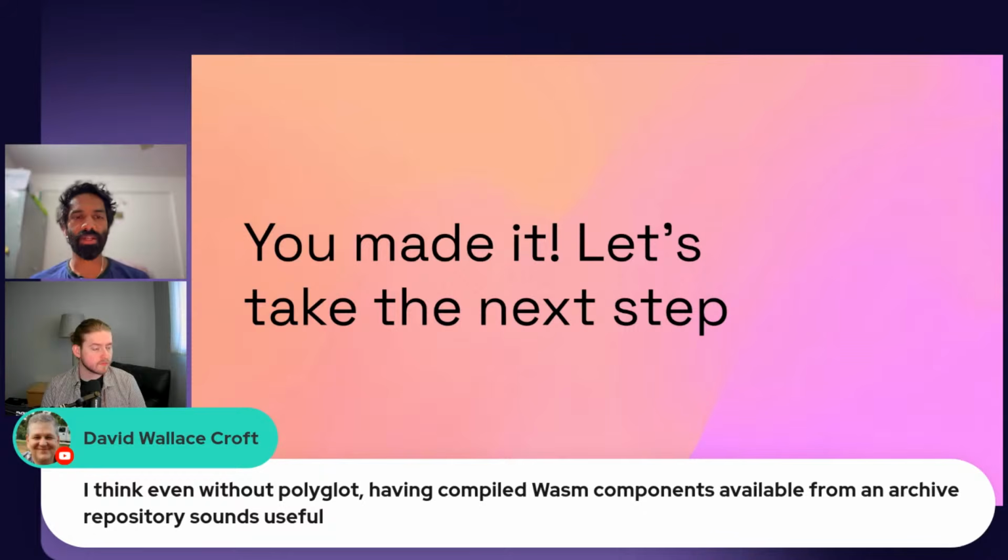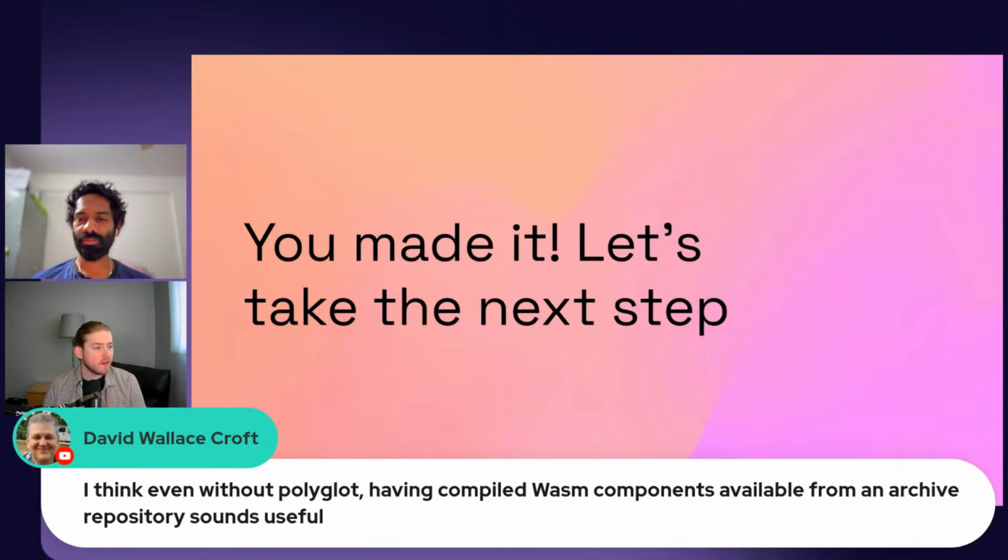Nice comment from David here, which is, I think even without polyglot, having compiled Wasm components available from an archive repository sounds useful. Great thought, David, and this is where the component model really comes into the picture. I know there's something called WARG, I think it is, Caleb. Correct. A WebAssembly registry, similar to registries like Docker Hub or npm, things like that.